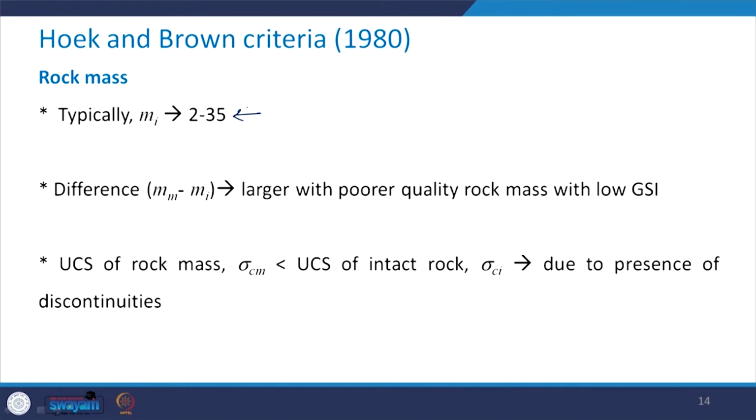This difference between parameter m for the rock mass and for the intact rock, which is m_i minus m_b, is larger with the poorer quality rock mass, which has a low value of GSI, that is geological strength index. Due to the presence of the discontinuities, UCS of the rock mass, which is represented by sigma Cm, will be less than the UCS of the intact rock, which is represented by sigma Ci.